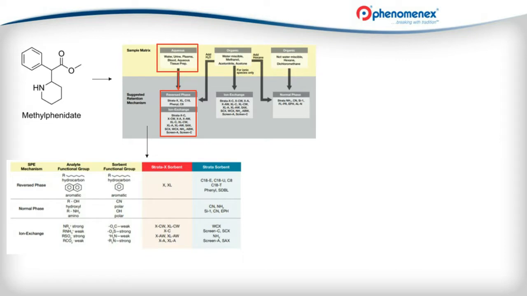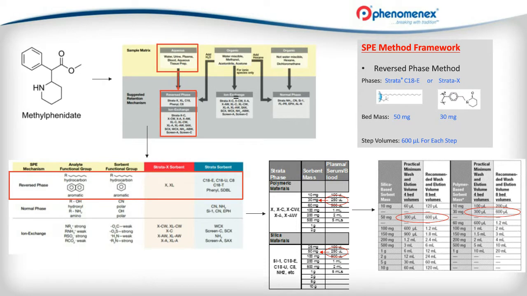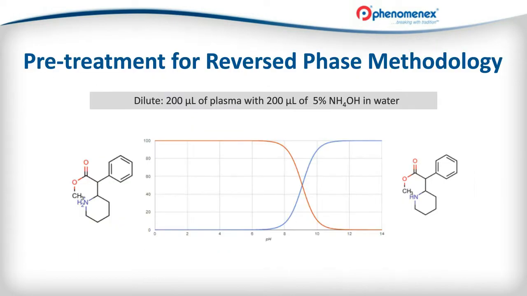We have 200 microliters of plasma, which means that we would use a 30 or 50 milligram cartridge, also leading us to 600 microliter wash and elution steps, giving us either C18 or Strata X. I chose Strata X. In this particular case, we're going the opposite way with this example, in that we're not going to want to dilute an acid. We want to neutralize our compound to make it as hydrophobic as possible. So we're going to dilute it in ammonium hydroxide.